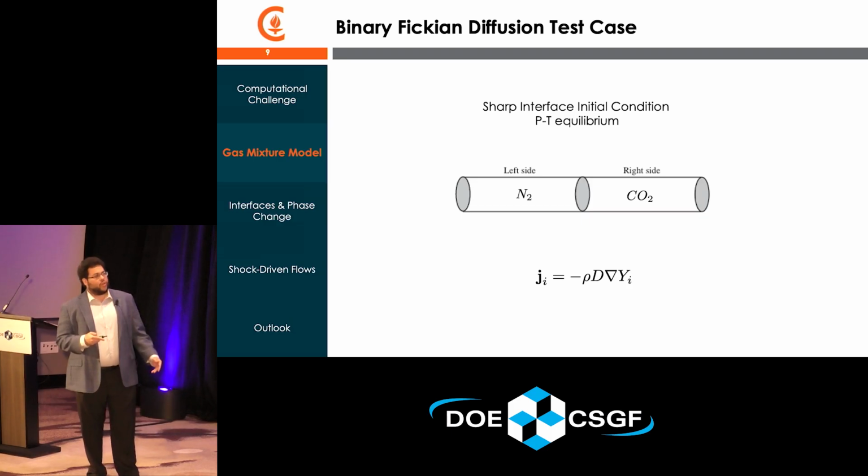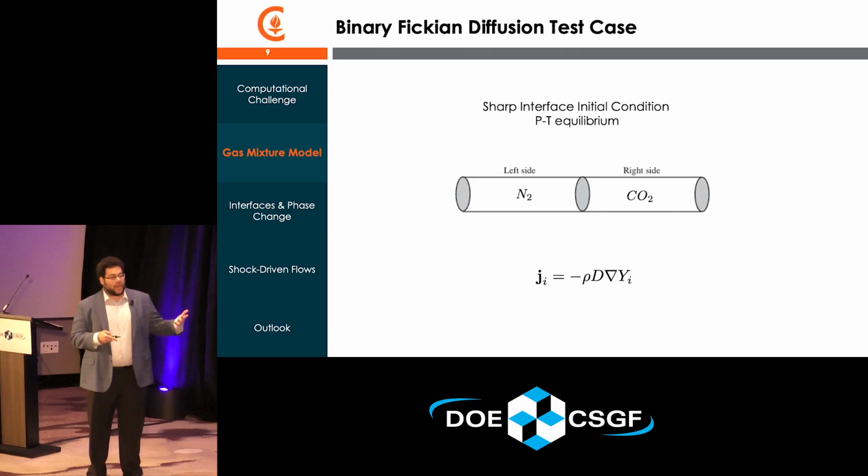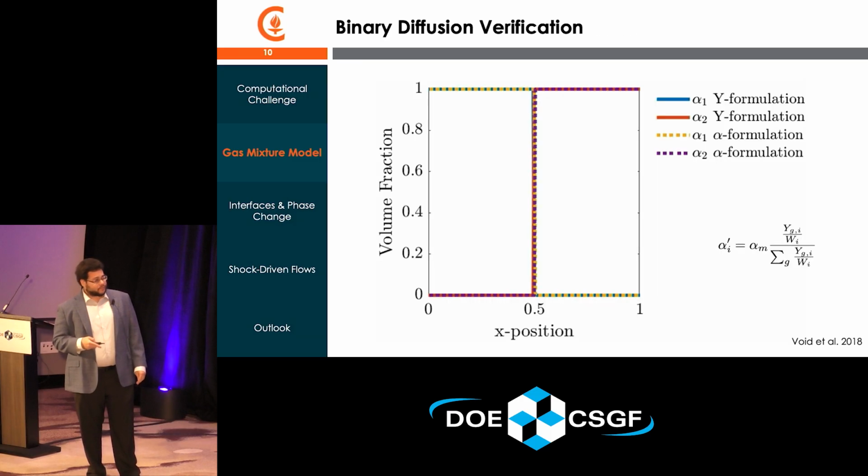I'll start with a very simple 1D test case. We have nitrogen on the left, carbon dioxide on the right, separated by an initially sharp interface, and each side is in pressure and temperature equilibrium, and we'll compute our diffusive fluxes via a simple binary Fickian diffusion. What I'm plotting here is the evolution of the volume fractions. Alpha formulation is just what we get using our mixture formulation.